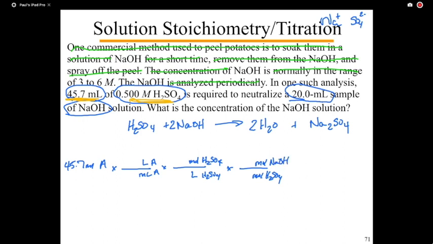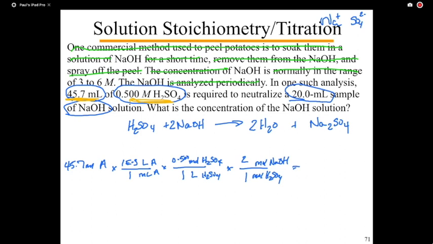Okay, from the balanced equation, what number goes right here? 1. What number goes right here? 2. From the information, what goes here? A 1. What goes here? The 0.5. What goes here? A 1. And what goes here? 1e to the what?